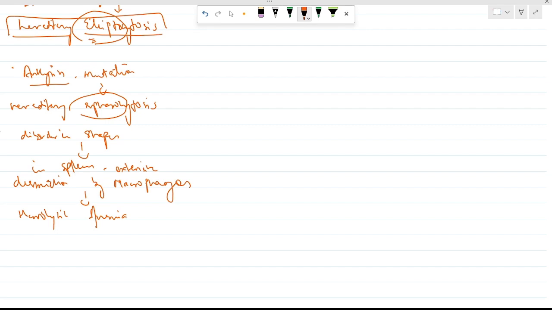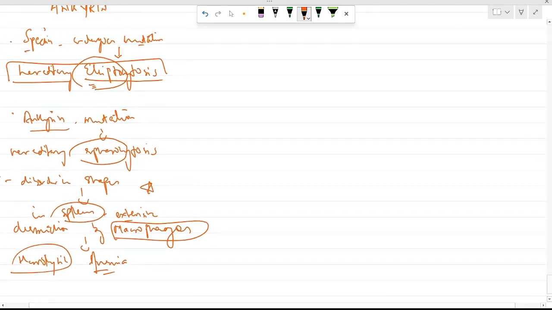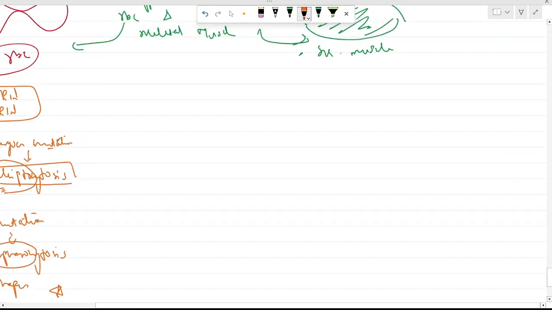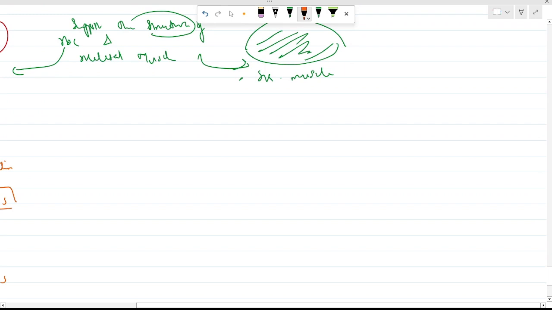So this disorder in the shapes in spleen leads to extensive destruction by macrophages. The macrophages are the destroying molecules. It leads to hemolytic anemia. So now we have seen the two proteins, spectrin and ankyrin, and their hereditary disorders. What happens if they undergo mutation?